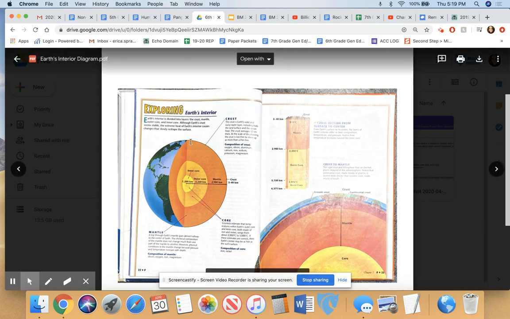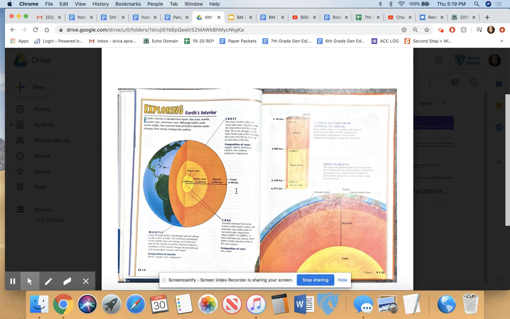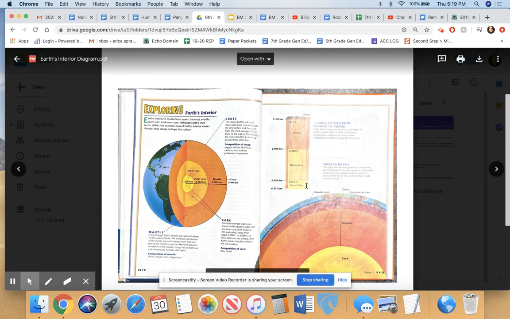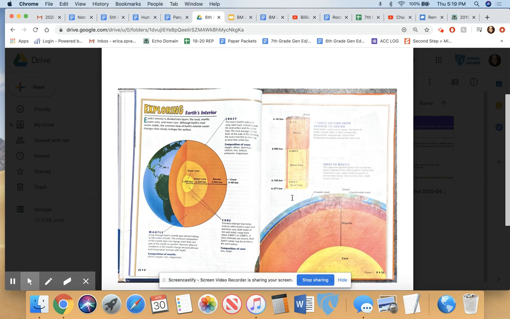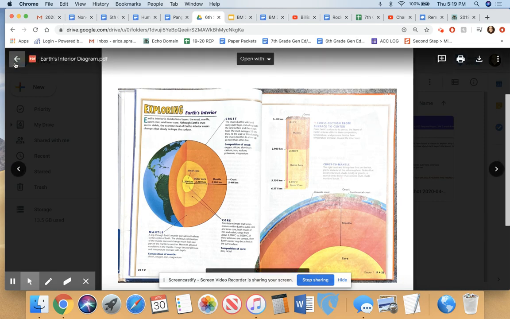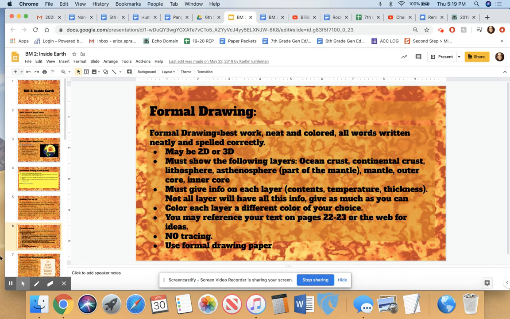This is what I would consider a three-dimensional picture. And then this is more of a two-dimensional picture. I had some people just draw a column of the Earth's layers last year. That's fine. The most important thing is that it's labeled and it's very informational. So this is kind of like a tool for you to study the layers of the Earth.